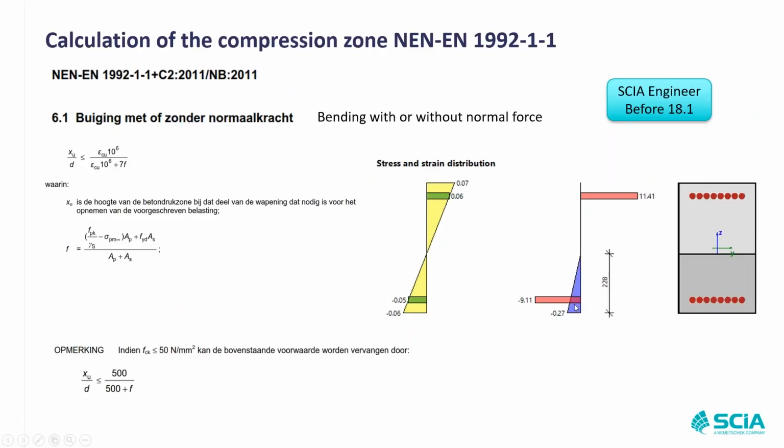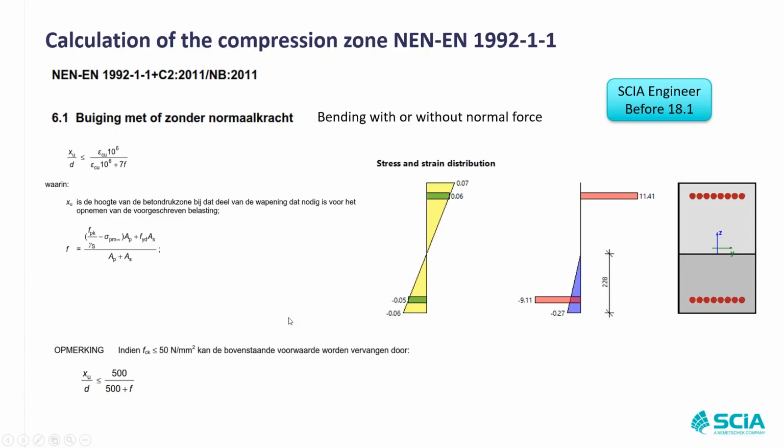The second topic I would like to explain is the calculation of the compression zone. If you are familiar with the NEN National Annex and you read chapter 6.1, you will know what I mean by the compression zone, because according to the NEN National Annex, you need to limit the compression zone. I mean the ratio between the compression zone and the effective depth of the cross section with this value. And based on the value of fck, we have two formulas to make the limits.